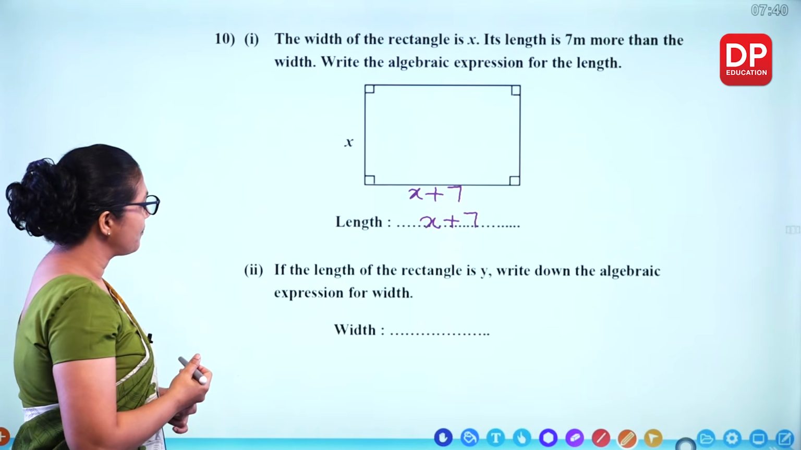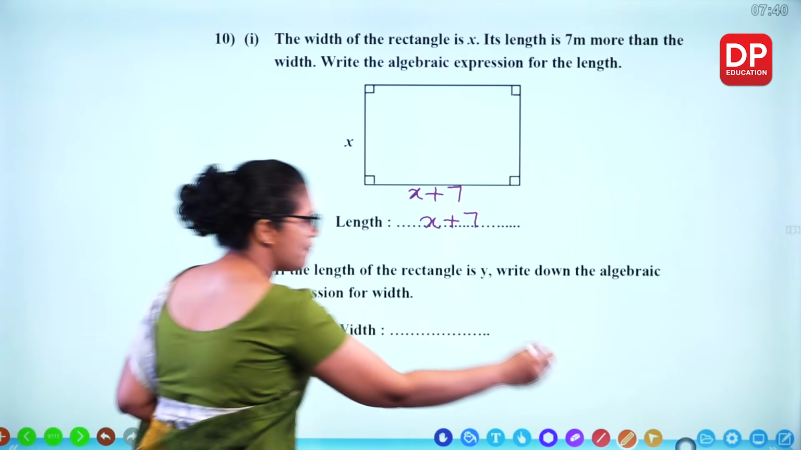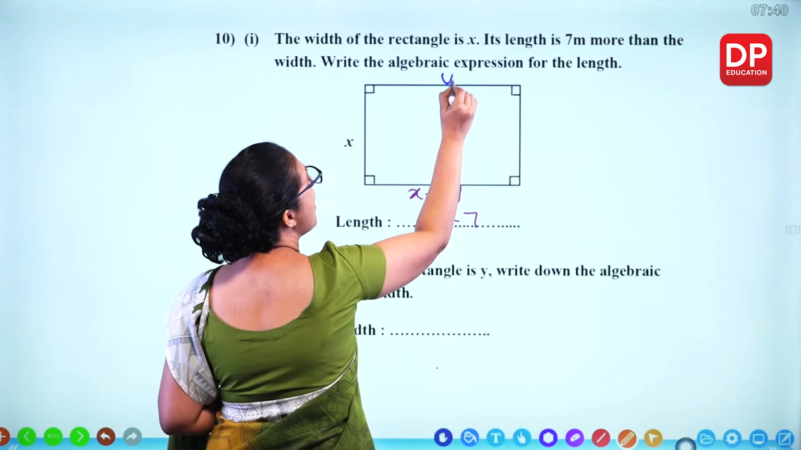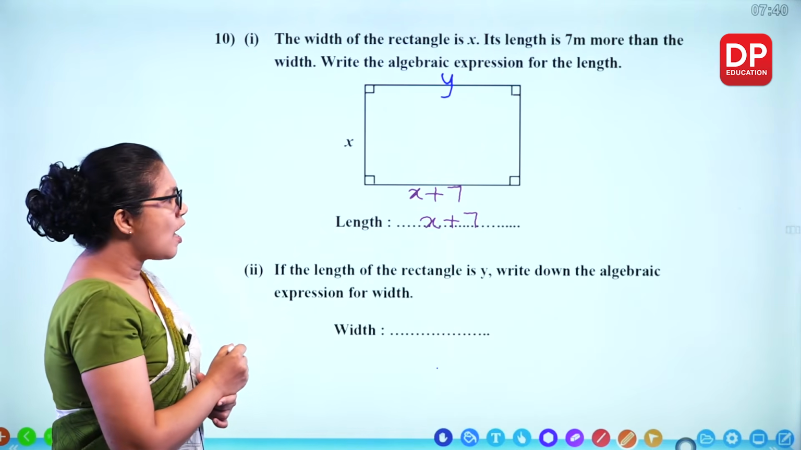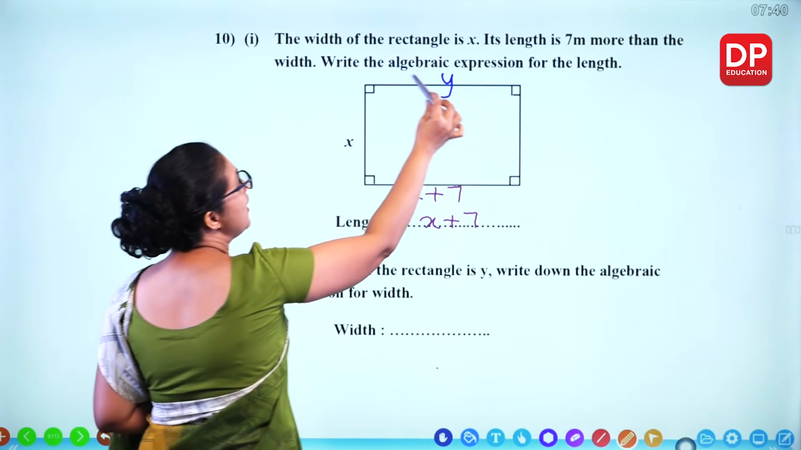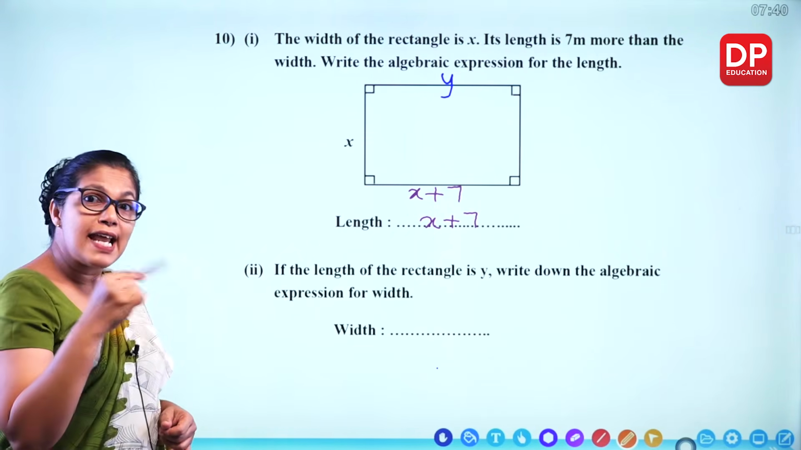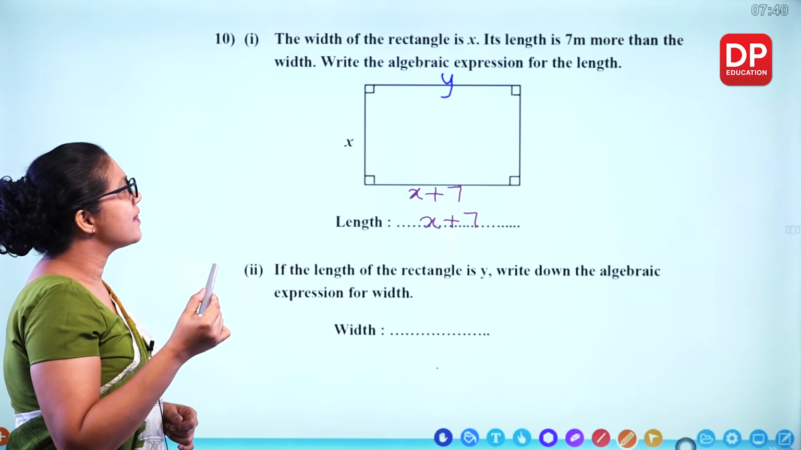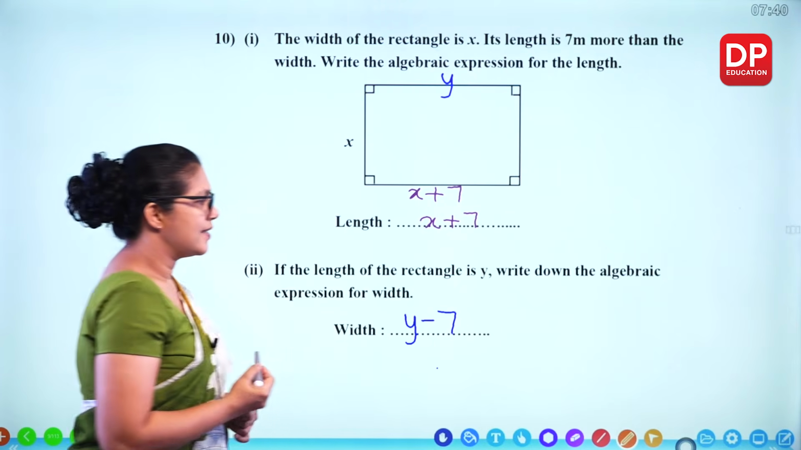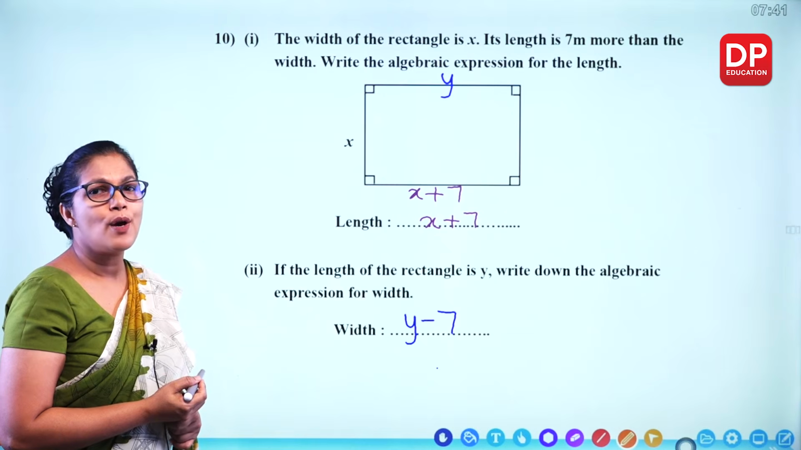If the length of the rectangle is y, now they have given this one is y. If this one is y, write down the algebraic expression for width. We know the width is 7 meters less than the length. So we can write y minus 7. If you take length as y, that's y minus 7 is the width.